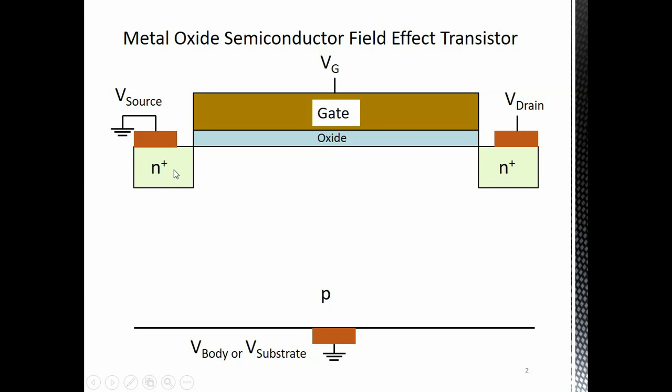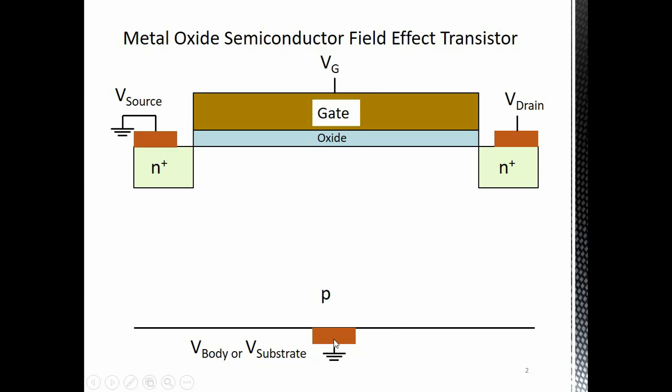Usually source and drain are interchangeable from the structure. In the structure of a MOSFET, one can use either one as a source and the other one as a drain. Which is source, which is drain is determined by the voltages that are applied to these terminals. And there is a contact to the p-type body or the substrate.